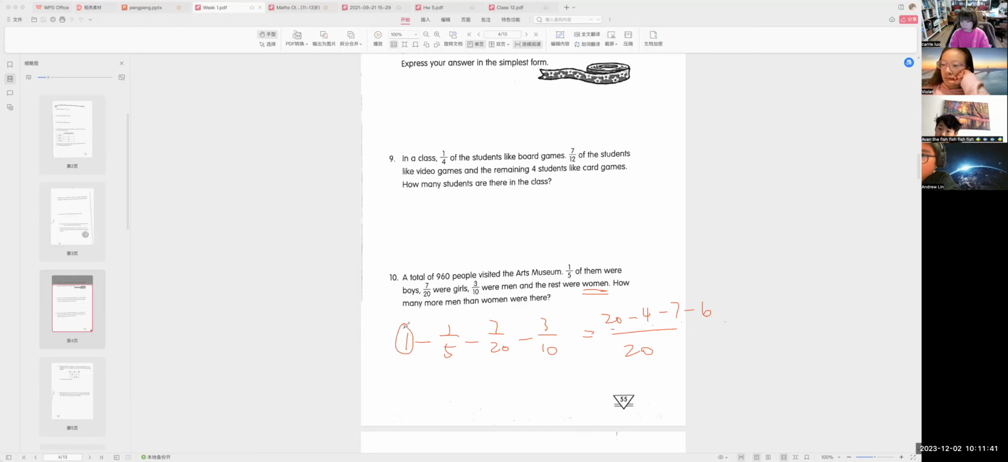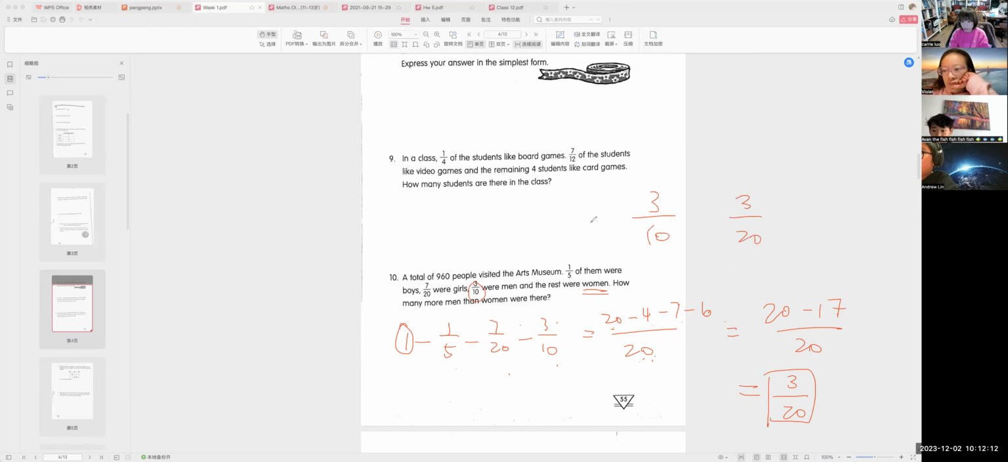Take a look, okay? 1 equals 20/20. 1/5 equals 4/20. 7/12 is like that, and 3/10 is 6/20, correct? So the answer is 20 minus 17, which is 3/20. So that is women, right? And 3/10 is men and 3/20 is women.